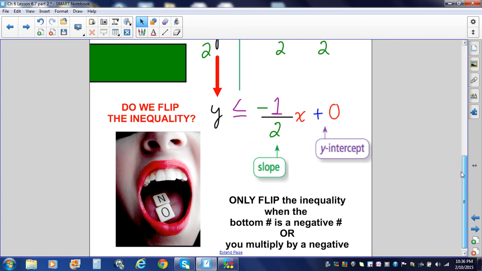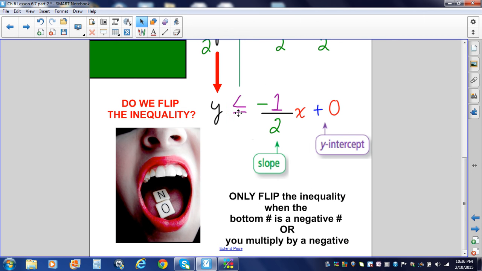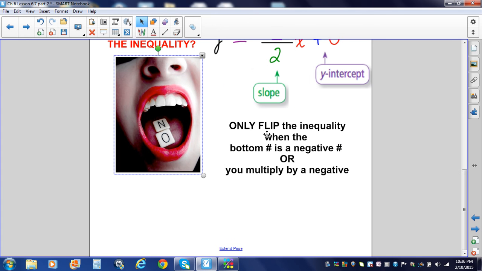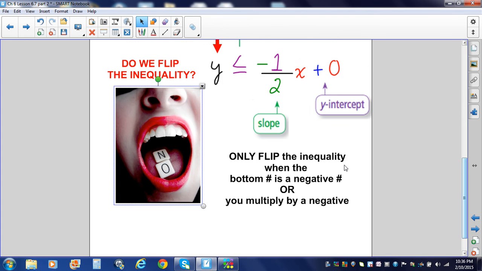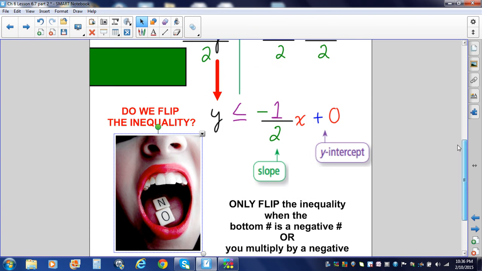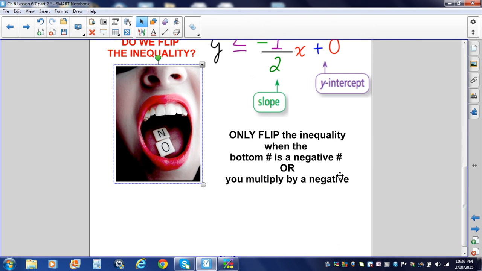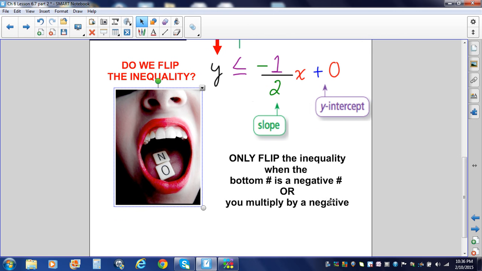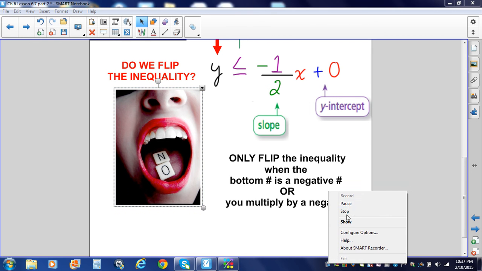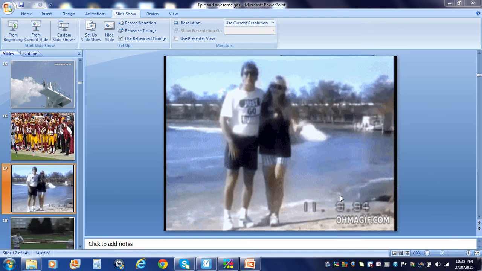Now, if you asked, do we flip the inequality sign? That would be a shot-worthy question. And the answer to that is no, we do not flip the inequality. You only flip the inequality when the number you're dividing by is negative, or if you multiply by a negative number. Hopefully something like this doesn't happen to you when you're taking the EOC.